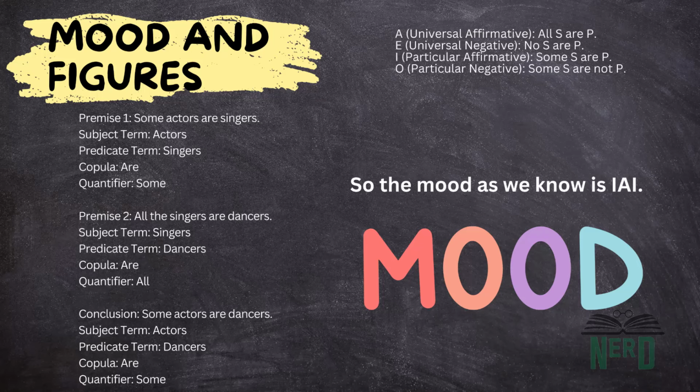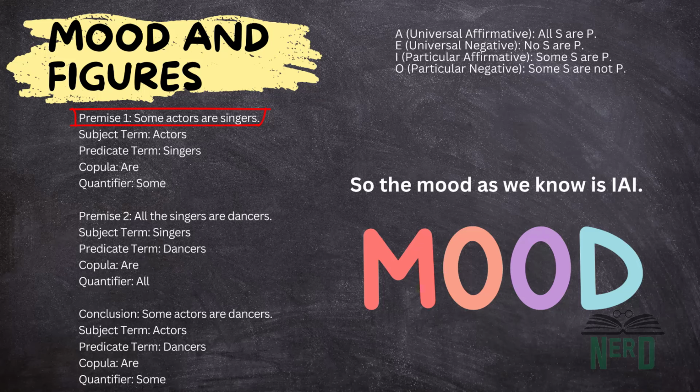Now, before we move to the figures, you need to recall the structures of the propositions, which are subject term. This is the first class or category under consideration. Predicate term. This is the second class or category, which is being related to the first. Copula. This is a linking verb that connects the subject term with the predicate term. Quantifiers. These are terms like all, some, or no, which specify the extent to which the subject class is included in the predicate class.